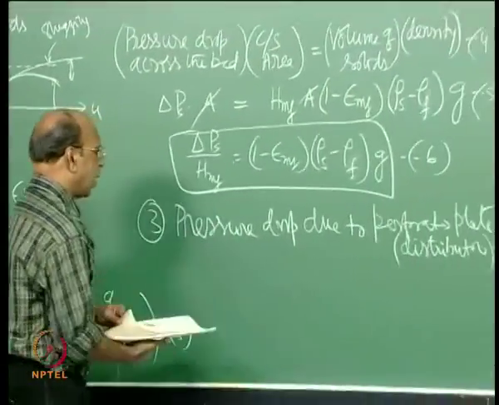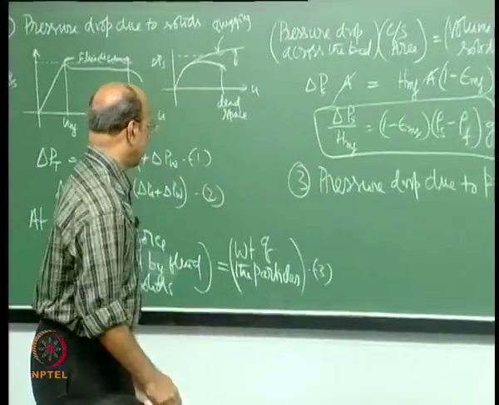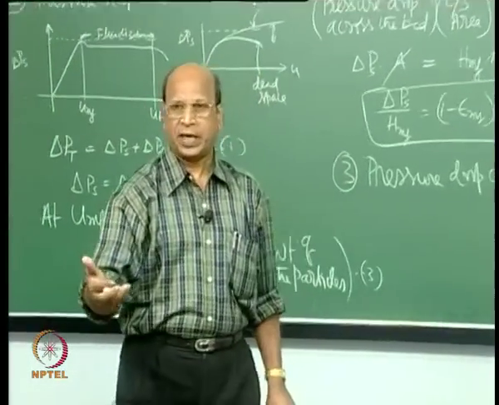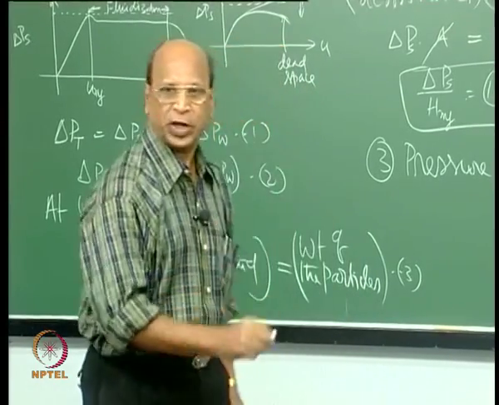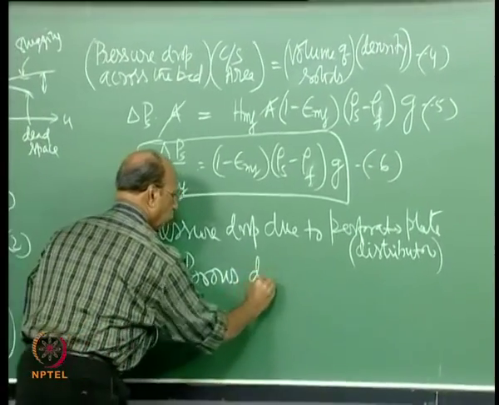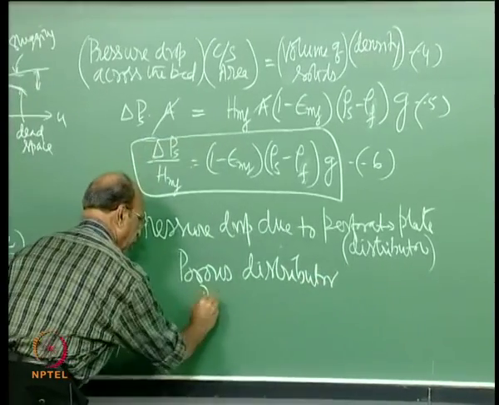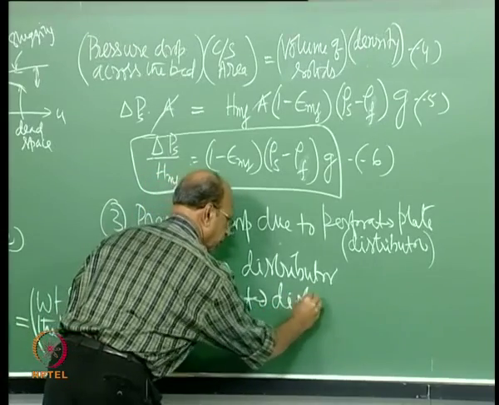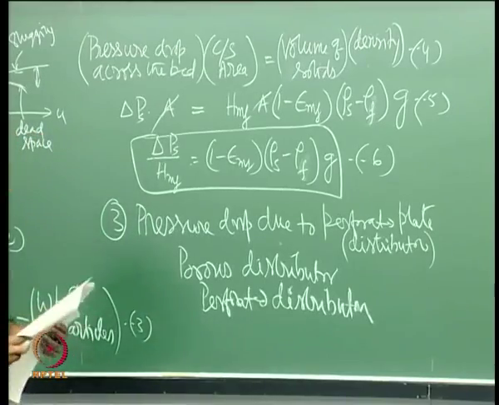Okay, so for the pressure drop due to perforated plates, we will take just two commonly used distributors. One is the sieve plate, the perforated plate, and the other one is the porous plate. Let me write that: porous distributor and perforated distributor. These two are widely used.